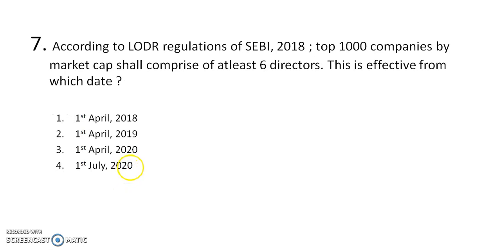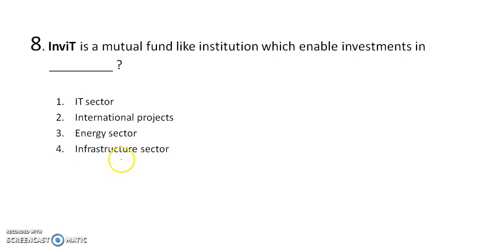According to the LODR regulations of SEBI 2018, the top 1000 companies by market capitalization shall comprise at least 6 directors. So they have to put 6 directors on the board, and there is a cut-off date provided by SEBI. What is that date? The answer here is 1st April 2019. You can make it out: the regulations were put in 2018, so 1st April 2018 cannot be the answer, right? Now the financial year starts from April, so this cannot be the answer. So 2 or 3.